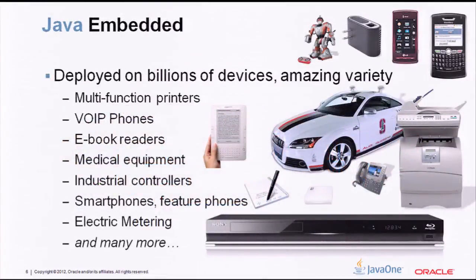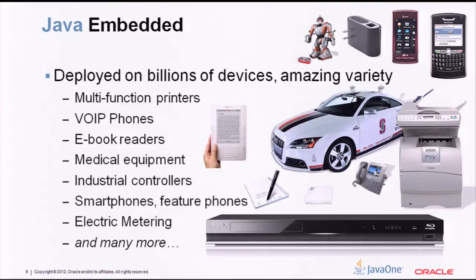And of course, since you know Java Embedded, it seems like this crowd already knows about Java being deployed on billions of devices already, from anything from these toy robots down to smartphones and feature phones. And you also see a car there. That's the Audi car that Eric worked on. That's running Java real time. And there's multifunction printers, the Kindle from Amazon, Blu-ray players. That's all running Java embedded.